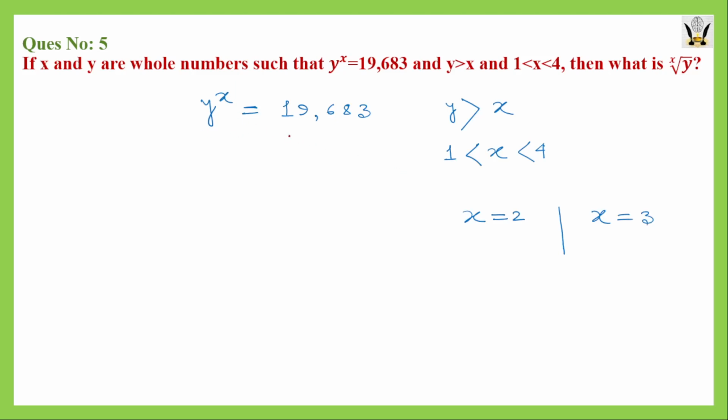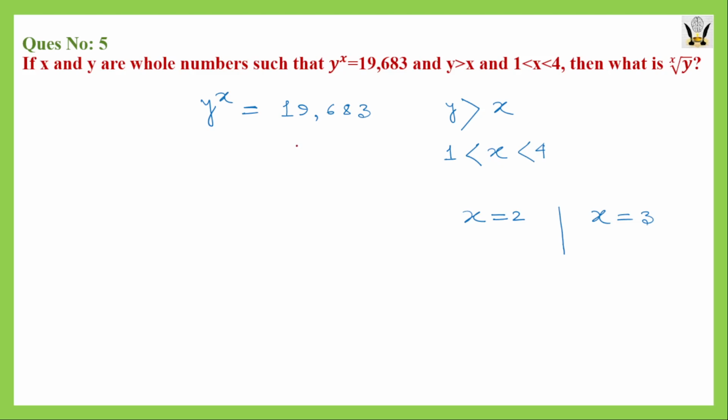So y to the power x is equal to 19,683, that value is given, and the given conditions are y greater than x and x is between 1 and 4. So x is between 1 and 4 means there are two possible values of x, and those are 2 and 3. That means the given value 19,683 will be represented either as a square of some other value or a cube of some other value. So the possible values that we have seen for x are 2 and 3. So this value 19,683 will be either a perfect square or a perfect cube.